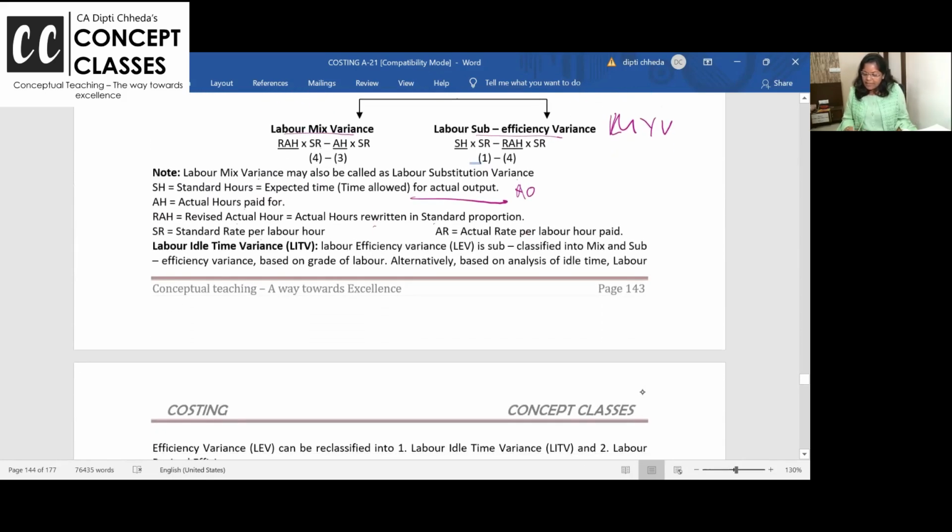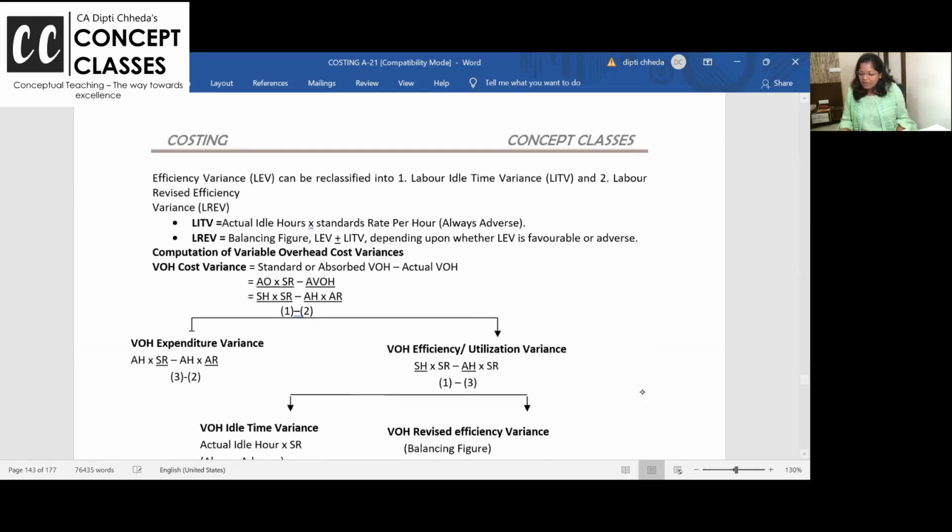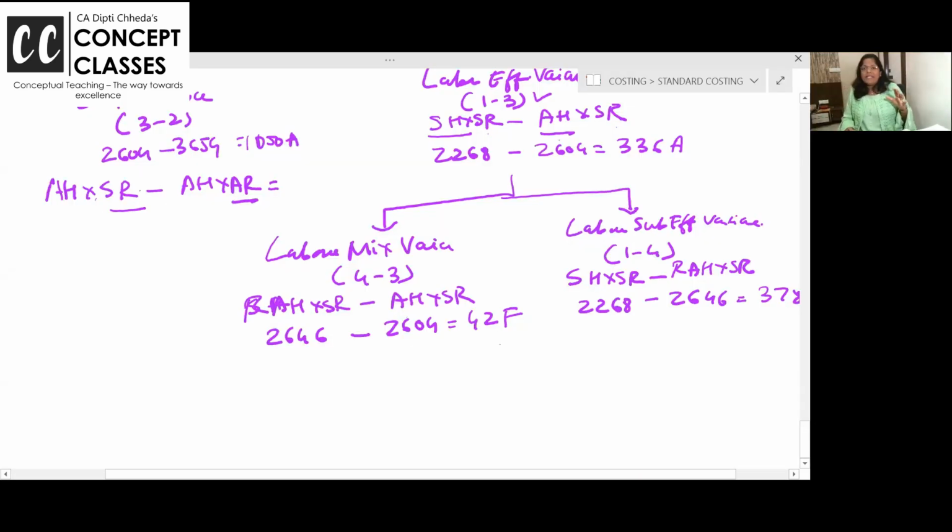Here it is: labor efficiency variance is subdivided into mix and sub-efficiency based on the grade of labor. Alternatively, if idle time is given, labor idle time variance and labor revised efficiency variance. Idle time variance is actual idle hours into standard rate. It's always adverse. The 4 hours of the workers are wasted, and the balancing figure will be labor revised efficiency. We'll do it. Ma'am, when will we do this extra in the exam when the problem is over? Only when they give idle time.